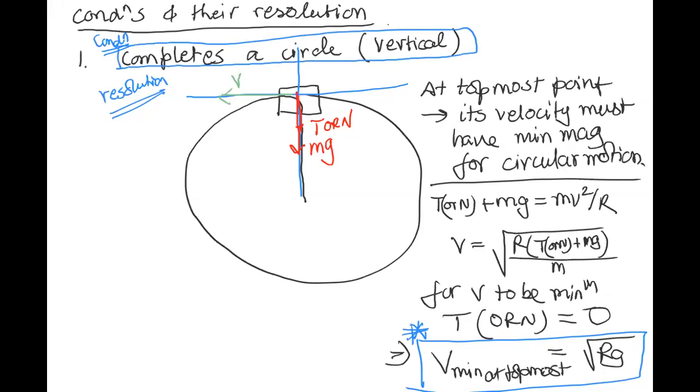If this sentence or a sentence with the same meaning comes in the question, then the resolution for us is that at the topmost point of the circle, the velocity must be root of the radius of the circle multiplied by g. So this will be applied in conjunction with the work energy theorem to get the answer of whatever question is being asked. Please write this down, take a screenshot.